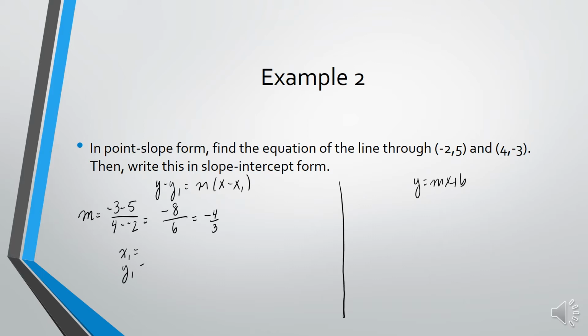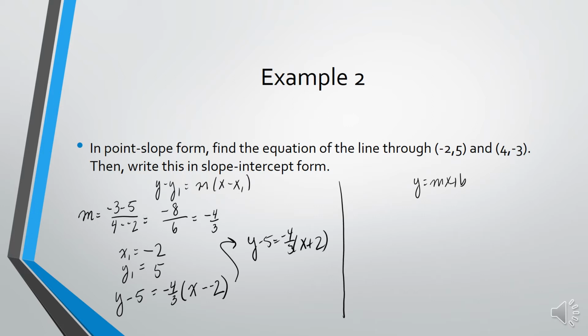Now we need an x1 and we need a y1. Well, you actually have two options here. You can use that first point or the second point. It doesn't matter. You're going to get the same answer either way. I'm going to go ahead and use the first point just because. So my x1 is -2, my y1 is 5. So my final answer is going to be y minus 5 equals -4/3 times x minus a -2. So just fixing that negative negative, y minus 5 equals -4/3 times x plus 2.